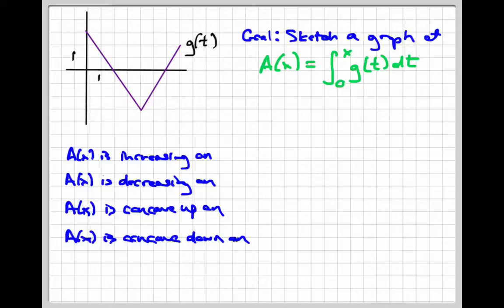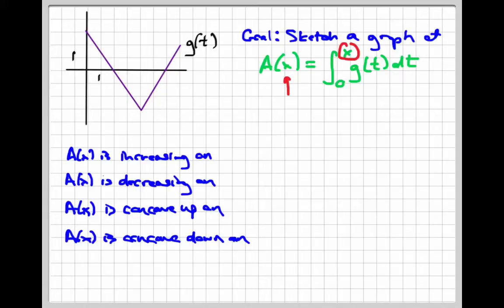A couple things to note about this function. First of all, the independent variable of the function that I want to graph is x, not t. That x shows up on the right-hand side in the function definition as the upper limit of integration. So what this function A is going to do is measure the area between the graph of g, the t-axis, 0 on the left, and a moving point x on the right.